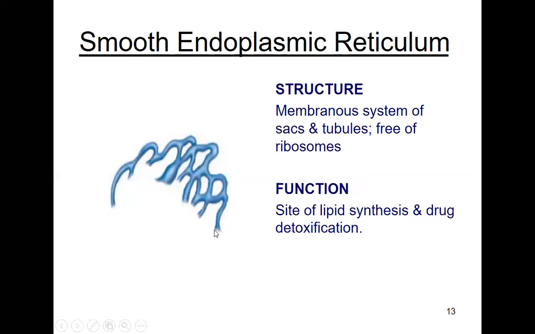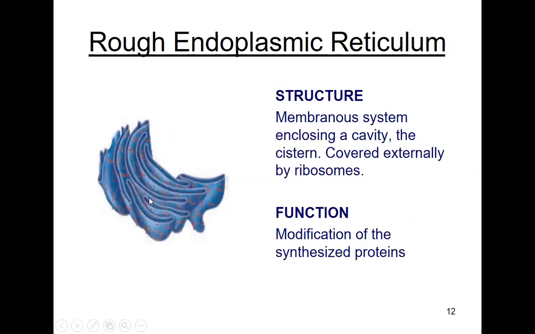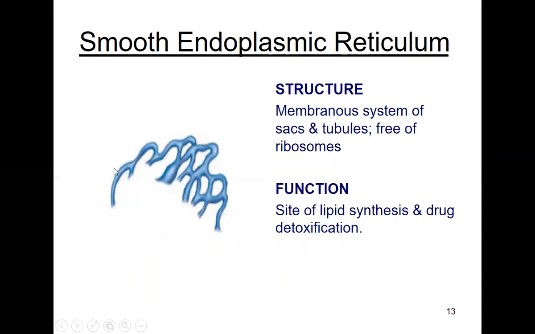Then there is also a similar membrane without ribosomes. This is called the smooth endoplasmic reticulum. There are no ribosomes, so this is how we can identify it. This is smooth, without ribosomes, so that's why it is called smooth. This membranous system of sacs and tubules, the same sacs and tubules will be there, but free of ribosomes. So this is called the smooth endoplasmic reticulum.